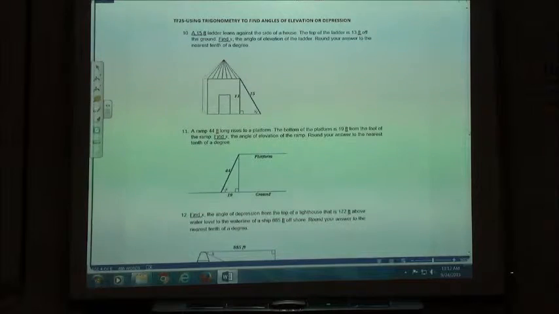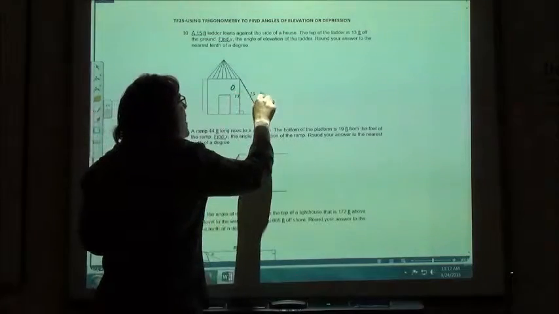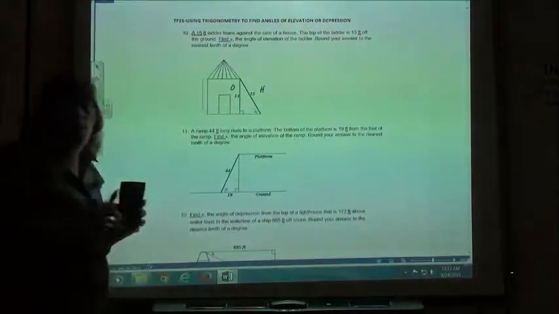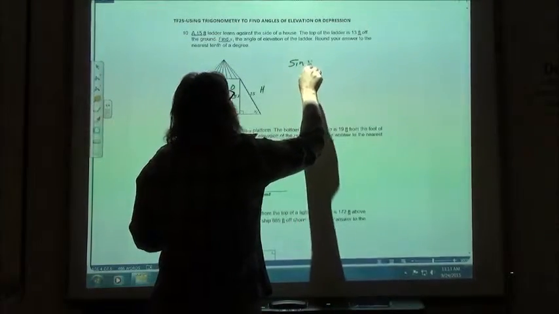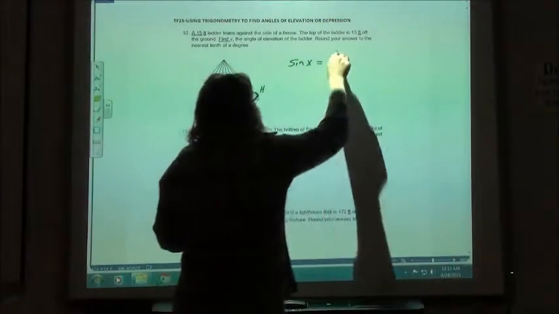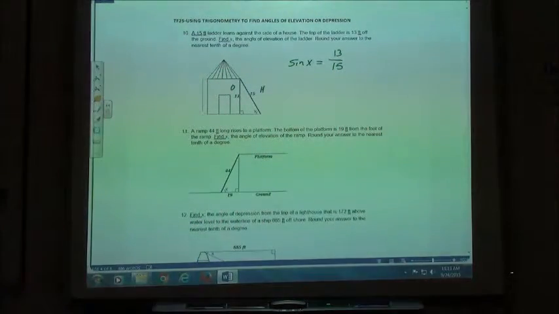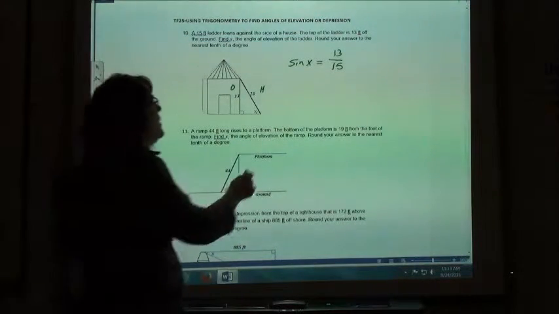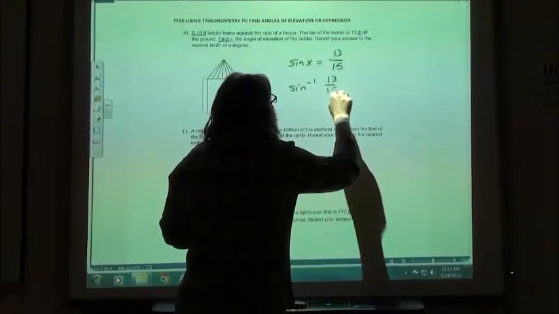We just have to use our rules here in order to figure out what x is. So we have the opposite side and the hypotenuse. We're going to use the sine. The sine of x is equal to the opposite over the hypotenuse, so 13/15. So if we want to solve it for x, we do the inverse of the sine, or the arc sine, of 13/15.